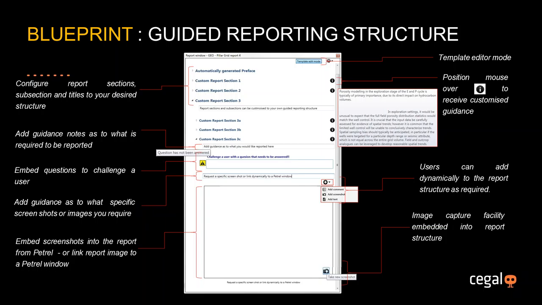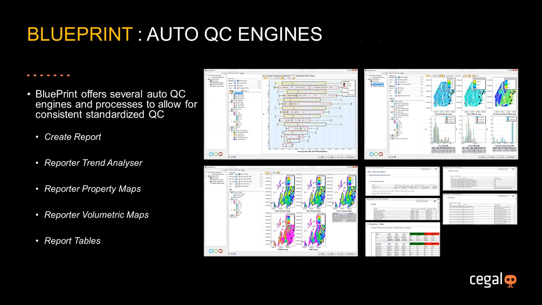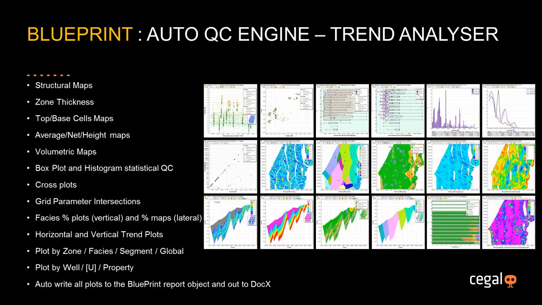Of course, on top of this, you can also use the report to embed auto QC plots. So BluePrint offers several auto QC engines and processes to allow for consistent and standardized QC to be generated in each report. So we have the trend analyzer, property maps, volumetric maps, report tables, and a whole load of tabular information can be embedded into each report.